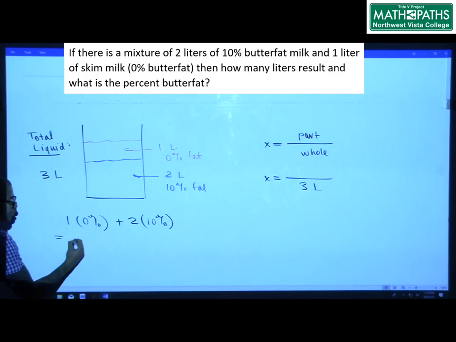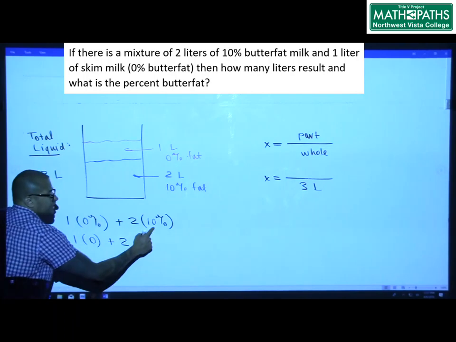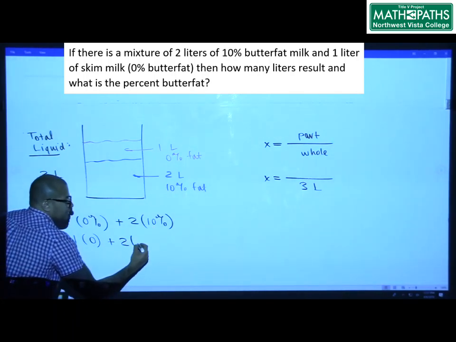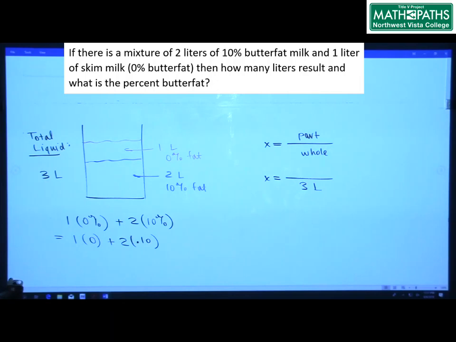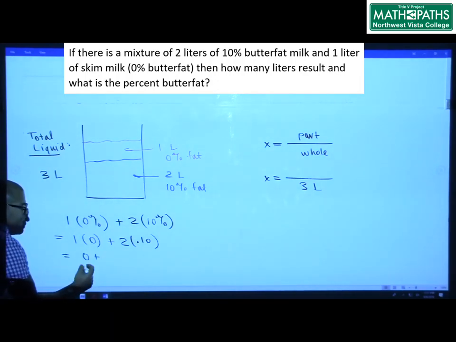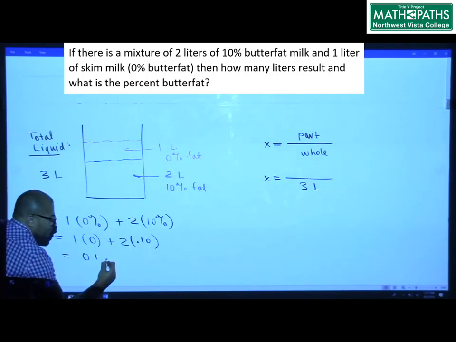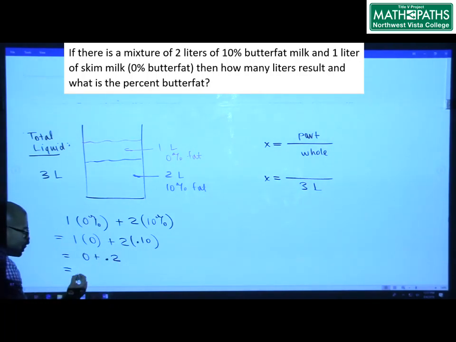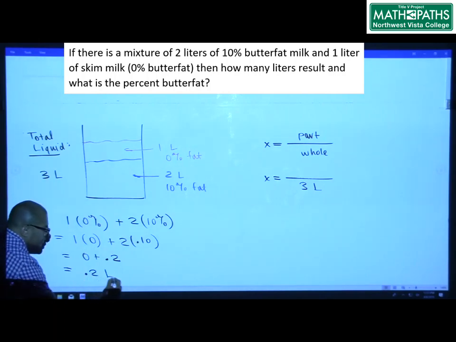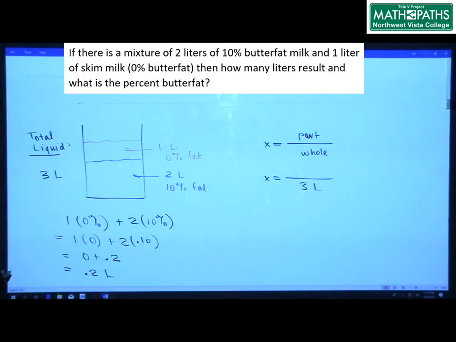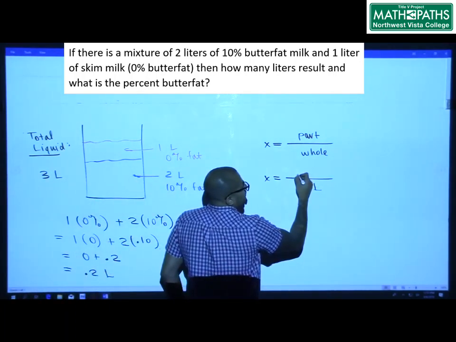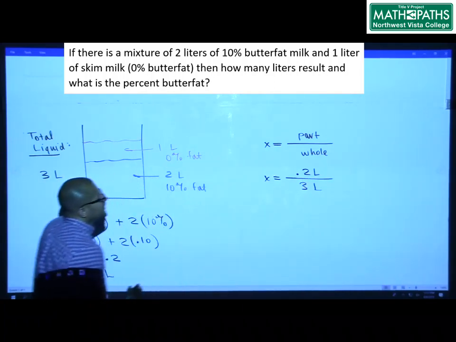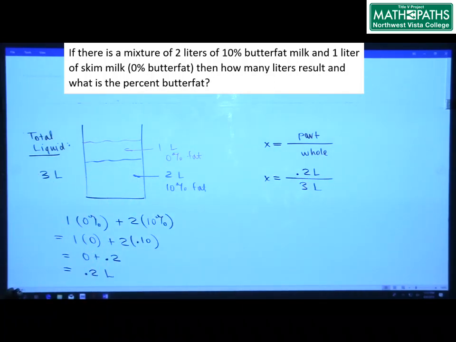This is the same thing as saying 1 times, well, 0% is still 0, plus 2 times 10% written as a decimal is 0.10. So when I simplify this, 0 times anything is 0, so that's still 0, and 2 times 0.10 is 0.2, which means 0.2 liters are just fat in this mixture. So I'm going to take that number and plug it in here. So 0.2 liters of our liquid is actually fat.